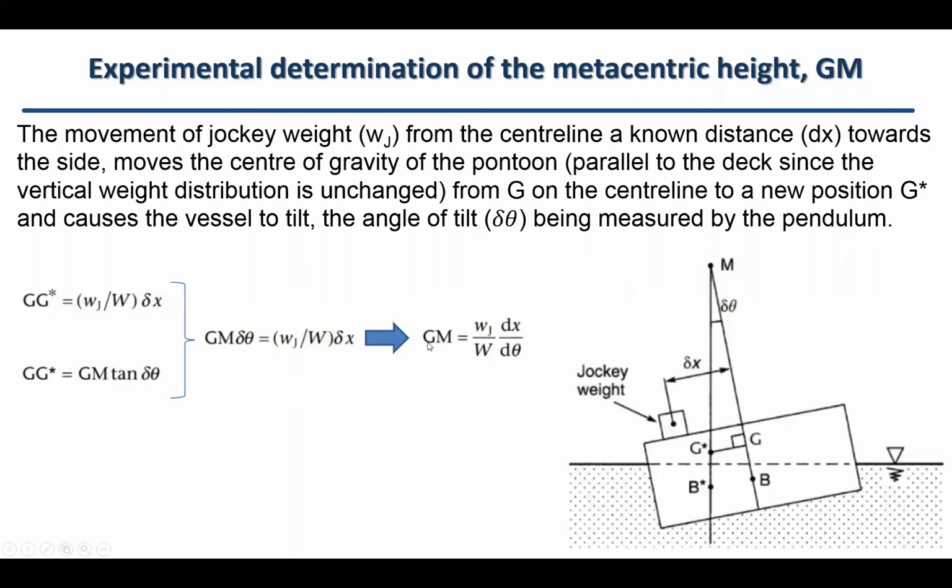If you arrange this, GM, the metacentric height, can be easily calculated by this ratio: GM is equal to WG, the jockey weight, over the total weight of the pontoon, including the jockey weight, capital W, times dx or delta x, the lateral movement of the jockey weight, over delta theta, the angle of the tilt that can be measured by the pendulum at the bottom of this pontoon. So we have this relationship.